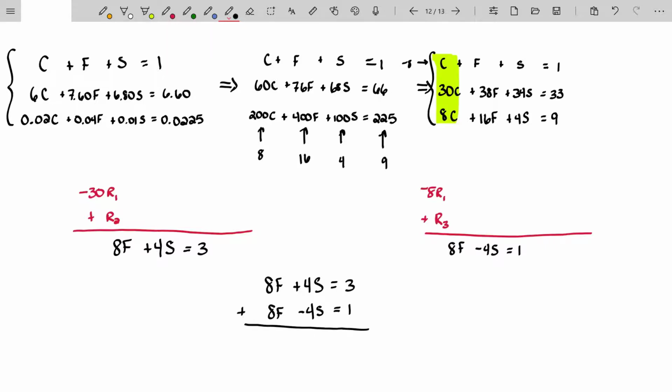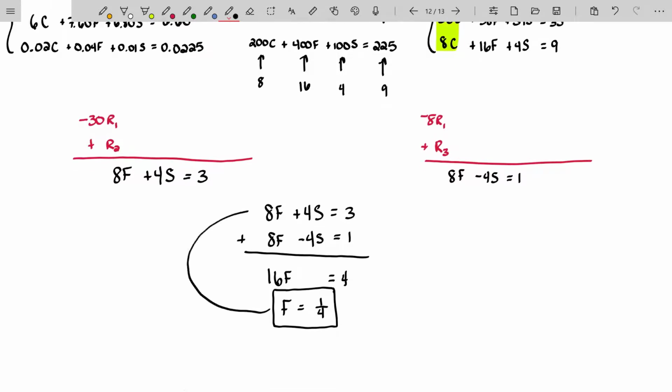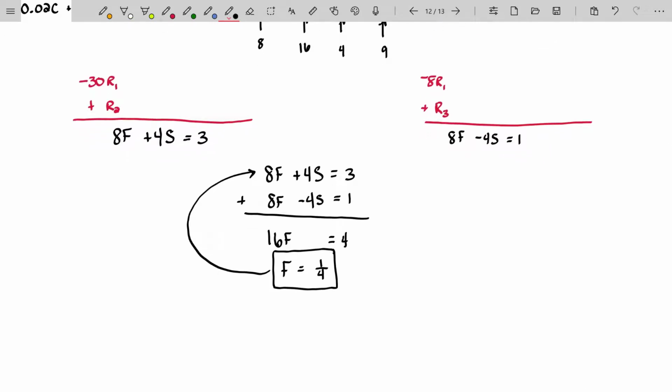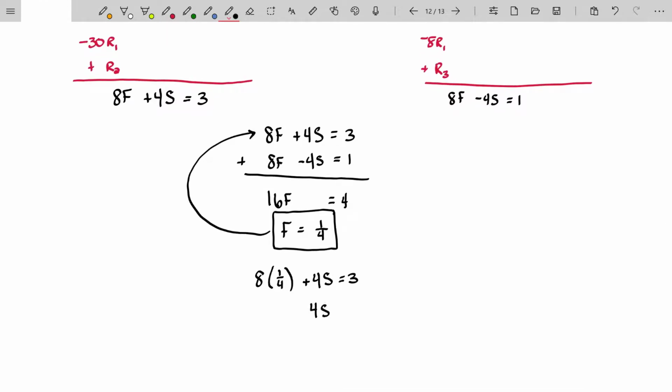And you can easily see that you could just quickly add those up. You would get 16F is equal to 4, or F is equal to 1/4. So we have how much French roast we need, 1/4 pound, and then we can take that value and plug it into either of these equations. It actually doesn't matter which one, but I'll plug it in the top. So we get 8 times 1/4 plus 4S is equal to 3. That'll be 2, so we get 4S is equal to 1, or in other words, S is equal to 1/4.